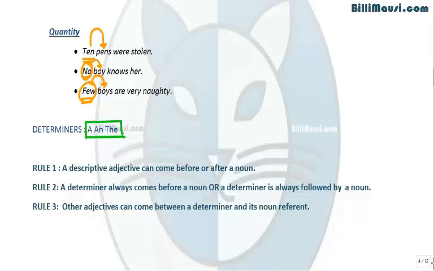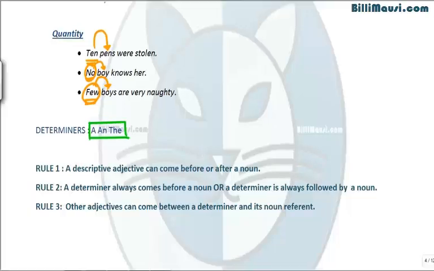Besides a and the, there are others also which fall into the category of determiners, such as his, your, their, whose, few, more, each, every, either, all, etc. You can note down a couple of rules for descriptive adjectives. A descriptive adjective can come before or after a noun. A determiner always comes before a noun, or a determiner is always followed by a noun. Other adjectives can come between a determiner and its noun referent.